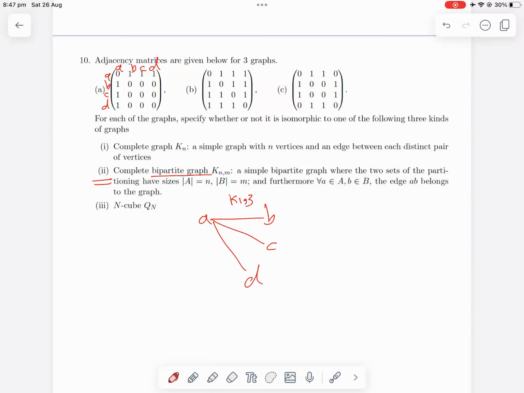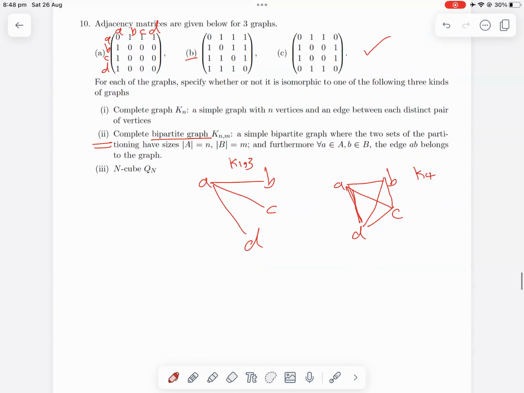Now about this B, we see that A goes to B and A to C, A to D, and from B to A, B to C, B to D, and from C to A, which exists already, C to B and C to D. So this one here is a complete graph. So it will be K4, which is part A.